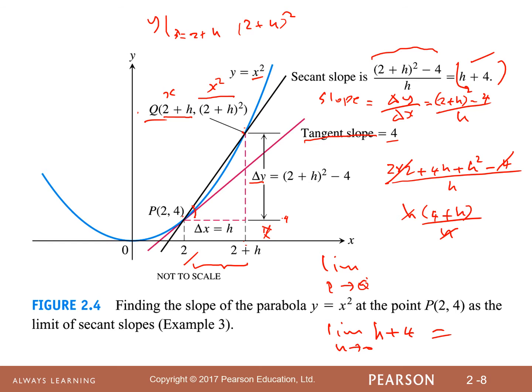Everybody's comfortable so far? Okay. So the limit is going to be equal to what? 4, right? Which is the slope of the tangent. The tangent slope is equal to 4.